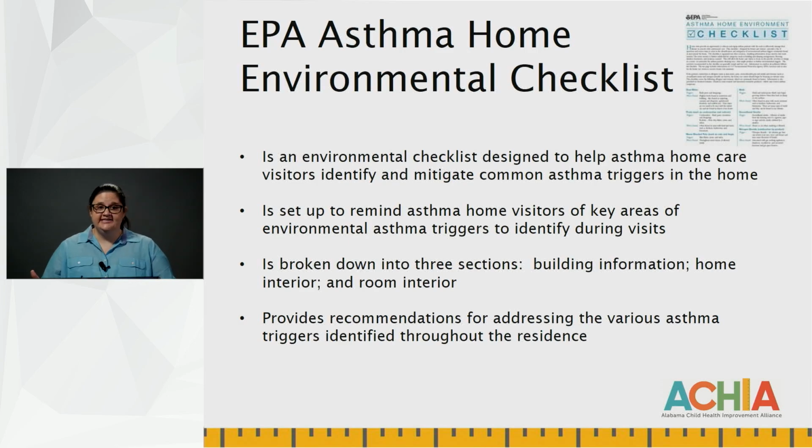It's broken down into 3 sections: building information, home interior, and room interior. The building information is the first section, and it's very short. It just helps you know if it's an apartment, a house, a small multifamily dwelling, that kind of thing. And then the home interior and room interior are more specific. And then it provides recommendations for addressing various asthma triggers identified in the residence. And the recommendations that it makes are practical, low-cost recommendations.